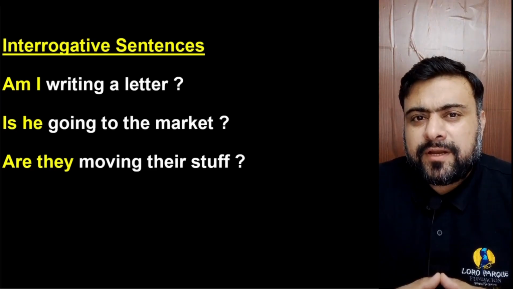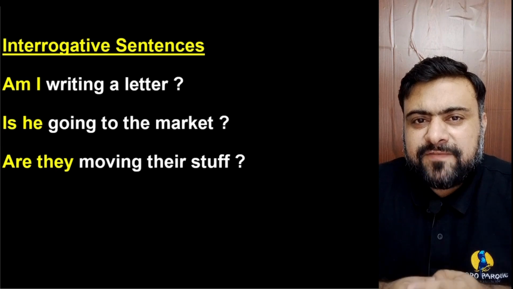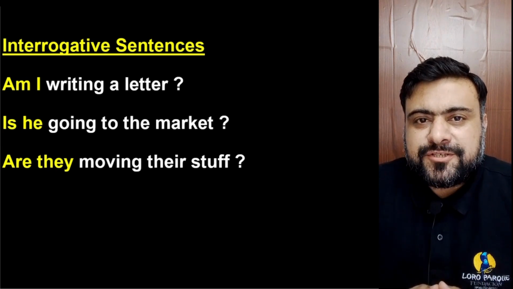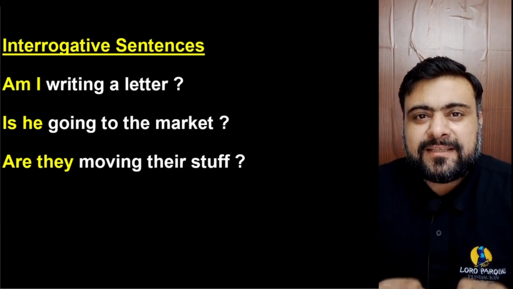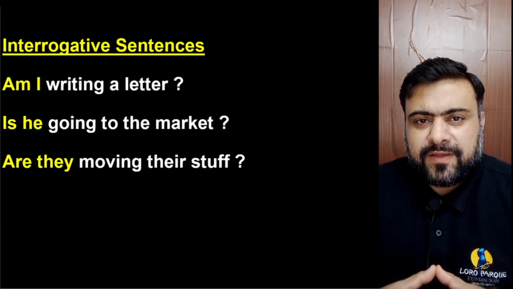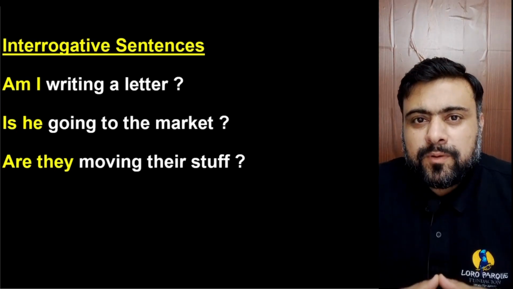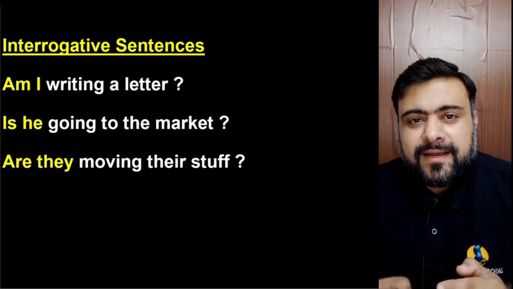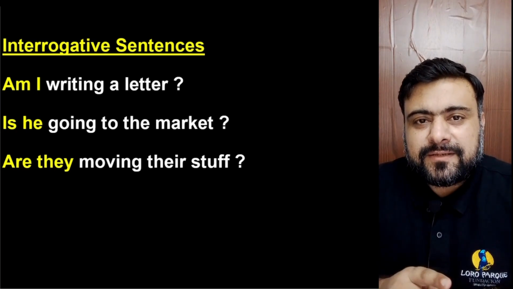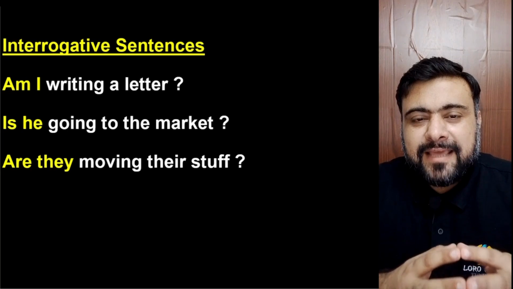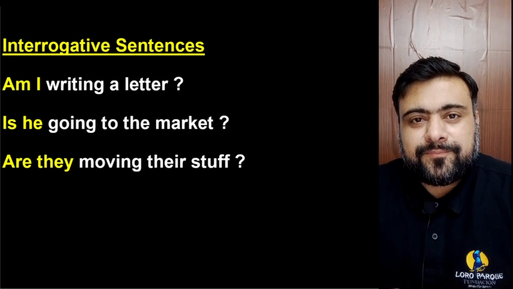How are the interrogative or questions of this tense made? The method is very simple. To make a question of this tense, we switch the places of the helping verb and the subject. For example, the positive is I am writing a letter. The question will be, am I writing a letter? We have switched the places of the helping verb and the subject. I is now coming after the helping verb am. Am I writing a letter?